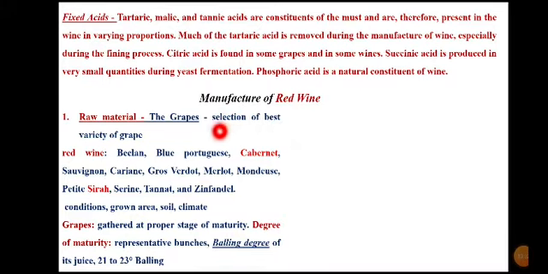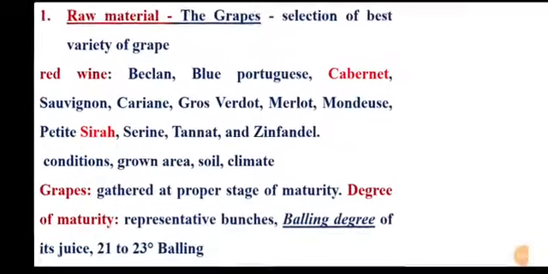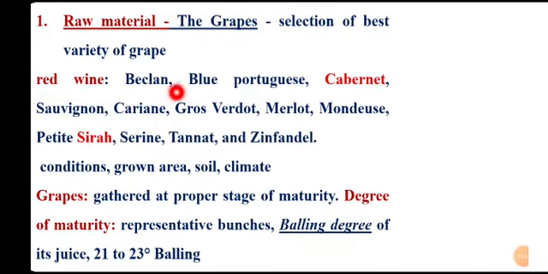Therefore, it is very important to consider this property, that is, selection of variety of grapes. For the production of red wine, there are different varieties like Becklin. These varieties are global varieties which are also produced in India in grape farms. Blue Portuguese, Cabernet Sauvignon is one of the varieties which is generally used in India. Cayenne, Gros Verdot, Merlot is one of the varieties. Then Shiraz. This variety is seen in India also.